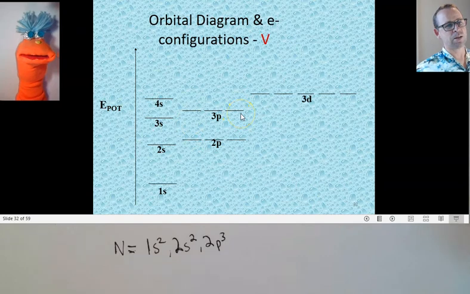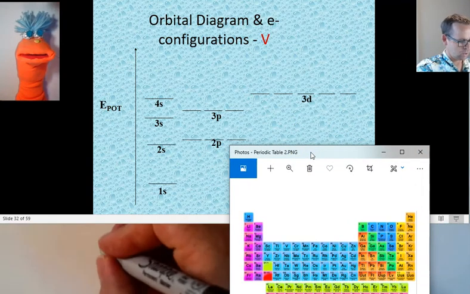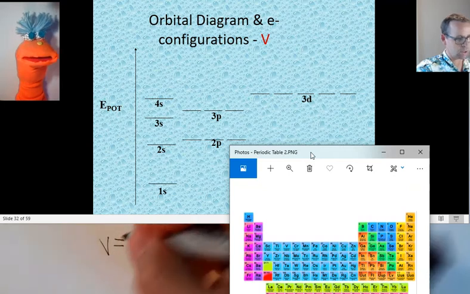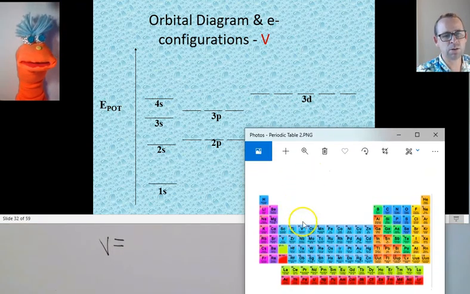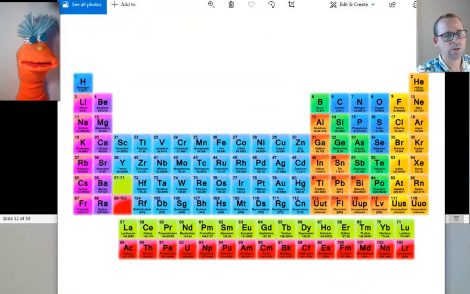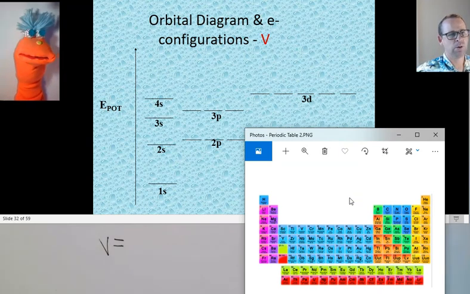All right, so let's do the same thing. Let's draw an orbital diagram for vanadium. First, we want to get the electron configuration for vanadium. Okay, so vanadium, the electron configuration. Where are the first 2 electrons? So vanadium's right here, element number 23. Okay, so what are the first 2 electrons in an atom of vanadium?